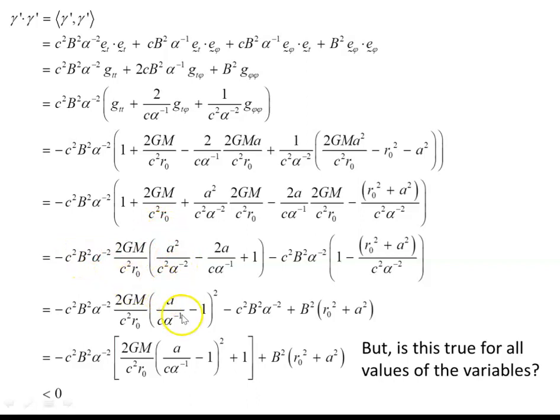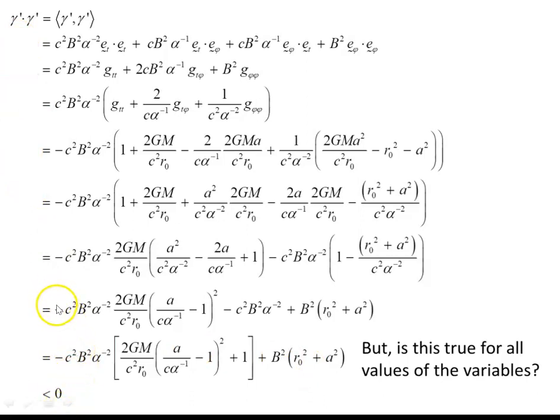But is that true for all values? Are there any possible values, for instance this alpha, the reciprocal of alpha, that's the reciprocal of the coordinate angular velocity squared? Could that become so small and reduce this first term very, very close to 0, such that the second term, which is clearly positive, dominates, and therefore this ceases to be a time-like curve because this result then becomes greater than 0?